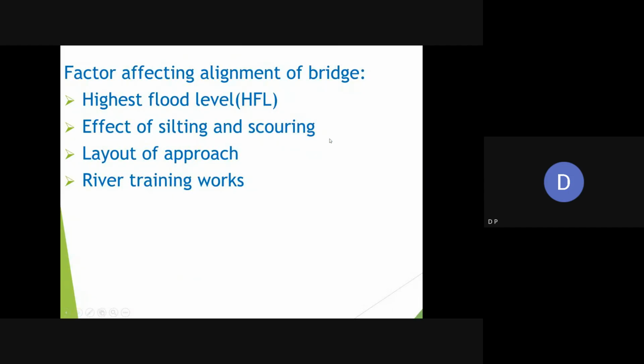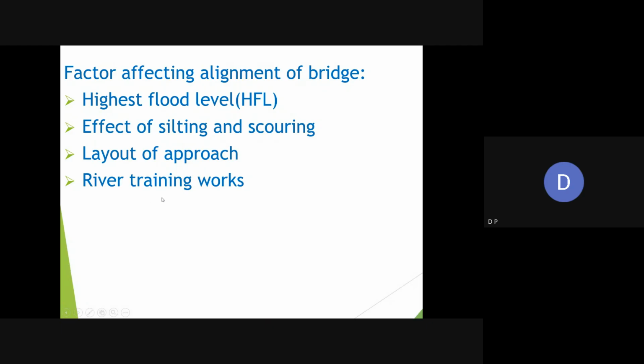So, factors affecting alignment of a bridge: highest flood level, we have to see that the maximum discharge will pass through the bridge. Effect of silting and scouring. We should study the silting and scouring at the foundation level, because after construction of the bridge, there should not be scouring or erosion of the foundation, and there should not be much silting. If the silt gets deposited, then there will be less space available for the passage of that flood discharge. So, layout of approach, river training works, there are so many activities to be constructed.